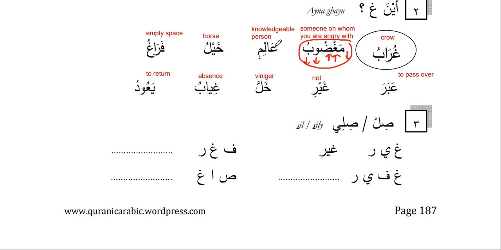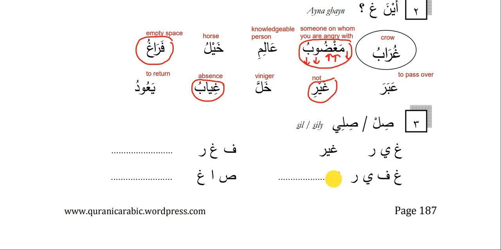This is the twin letter without a dot. Ain. Khayl. Faragh. Yes, there is a ghain. Abara. Ghayr. Yes, there is a ghain. Khalla. Ghiyab. There is a ghain here. Ya'udu. No ghain here. So now we will do the third exercise to join the letters.